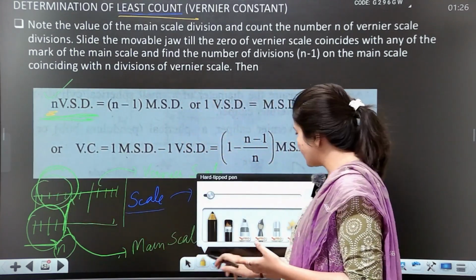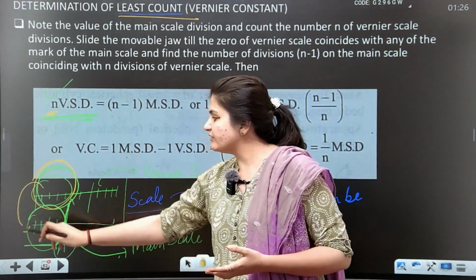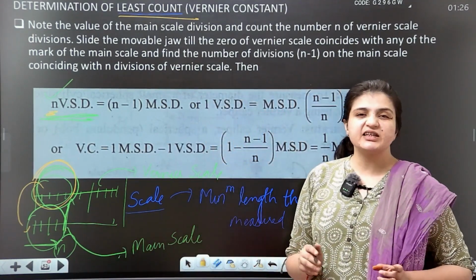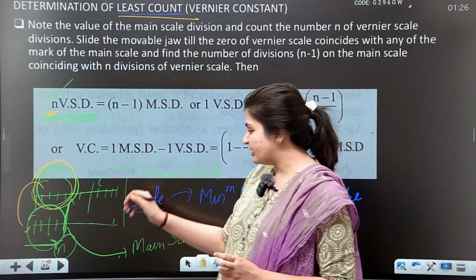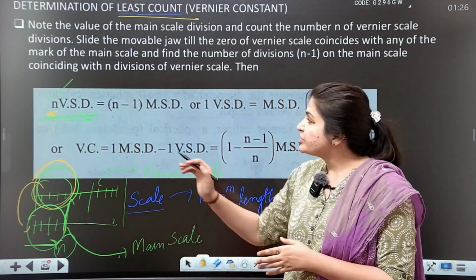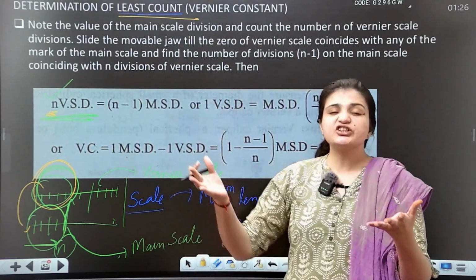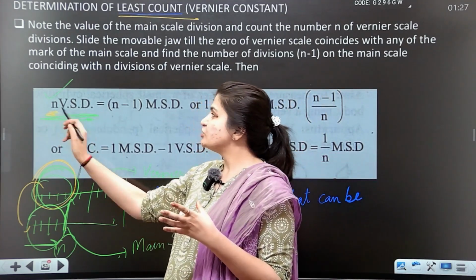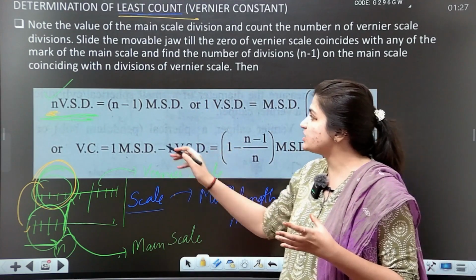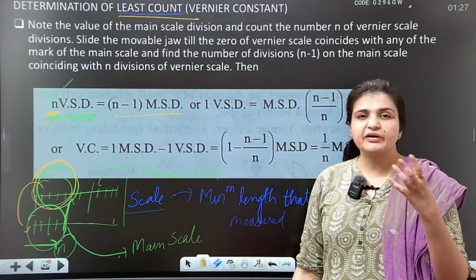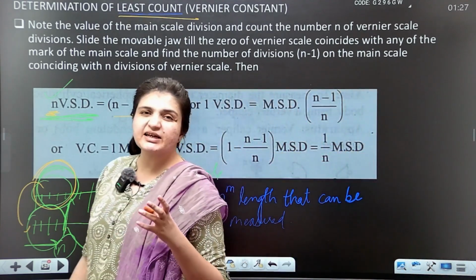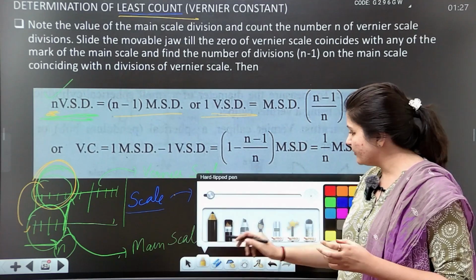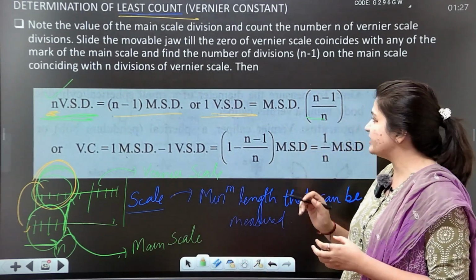The vernier scale has larger divisions, and this vernier scale division is coinciding with the nth division of the main scale. So n VSD has a larger number of divisions. In the vernier scale we have the larger number of divisions. So n divisions of the vernier scale are coinciding with n minus 1 of the main scale division. Then we can write, one vernier scale division equals main scale division times (n minus 1) by n.